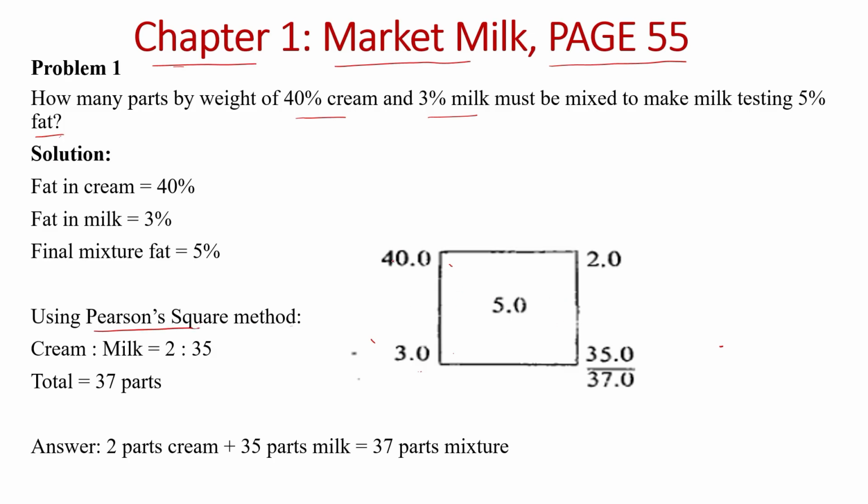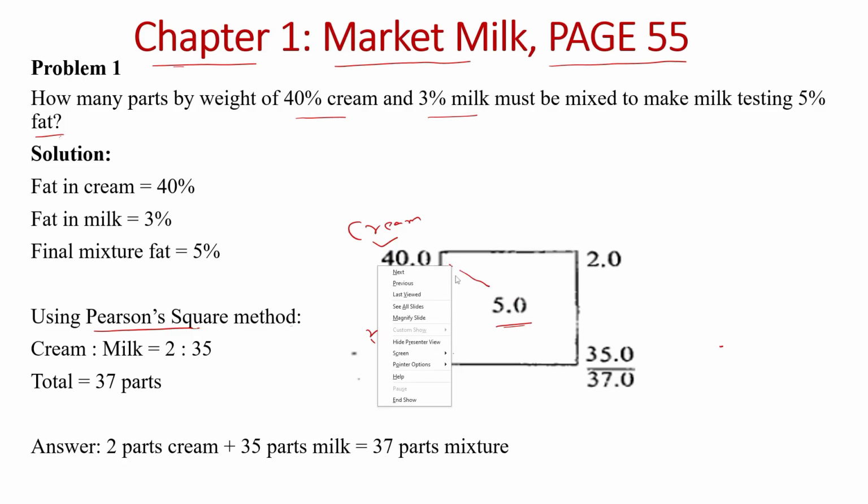On the upper left hand side we are writing the fat percentage of one material, and on the bottom left corner we are writing the fat percentage of the other material. So here we are writing 40% cream, and here 3% milk. And how much of 40% cream and 3% milk is to be added to have final milk having fat percentage 5%? So we will write the desired level of fat percentage in the middle, and then we will subtract the smaller number from the larger number.